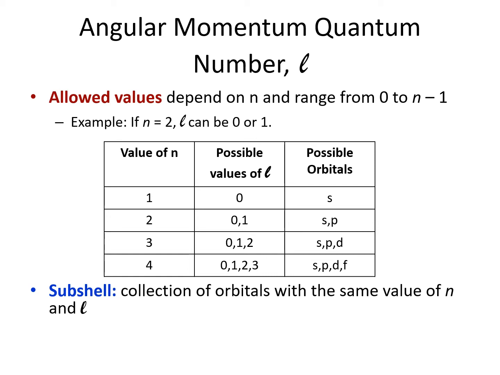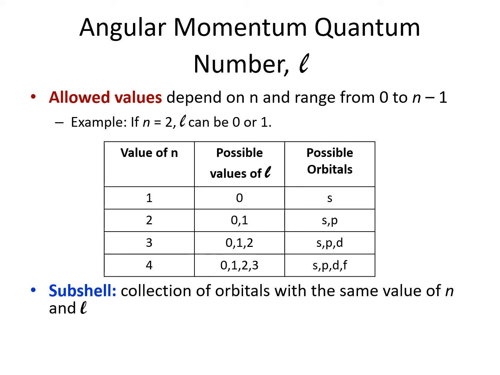The corresponding letter designation when L equals 0 is S. So there can only be spherical orbitals in n equals 1. When n equals 2, L ranges from 0 to 1. 0 is S and 1 is P. So in the second energy level, there are both spherical and dumbbell-shaped orbitals. When n equals 3, L ranges from 0 to 2. 0 is S, 1 is P, and 2 is D. So the third energy level has spherical, dumbbell-shaped, and 4-leaf clover-shaped orbitals.